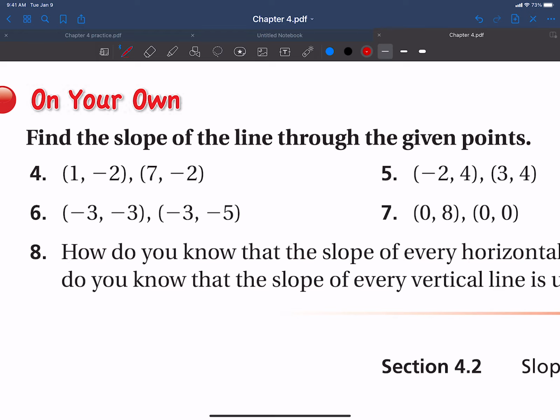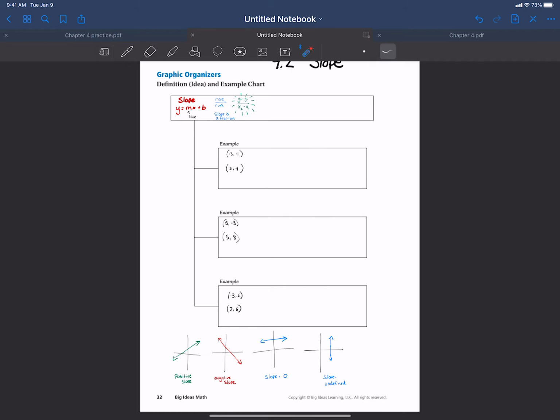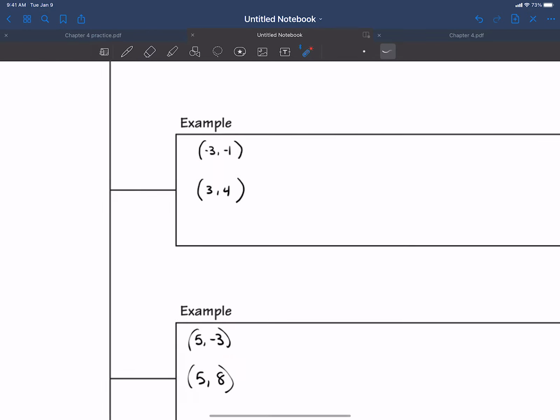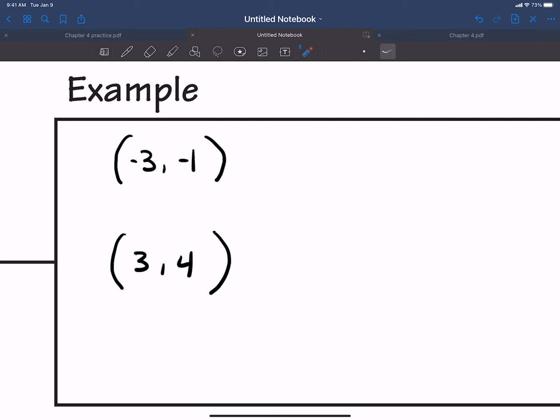Let's say you just had a set of coordinates like that, okay? Just those. If I said, find me the slope, and you were not allowed to graph it, here's how you would do that. We're going to go back to this graphic organizer. I want you to go ahead and write -3, -1, and 3, 4 in the first example. Now, we are going to use the formula y2 minus y1 over x2 minus x1, okay?